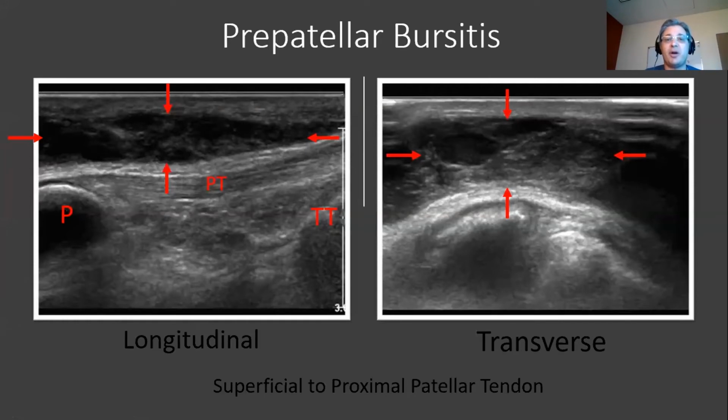With the corresponding sonographic image, the patella is here. The tibial tuberosity is here. The patellar tendon is this band-like structure going from one bone to the other. And anterior to the proximal patellar tendon, in the area of the named prepatellar bursa, we have again this complex soft tissue mass with both solid and cystic components. Recognize that there's a named anatomic bursa in that area, the prepatellar bursa.